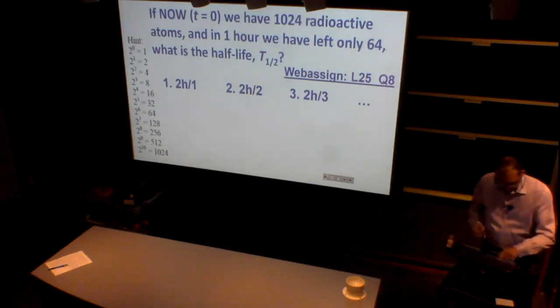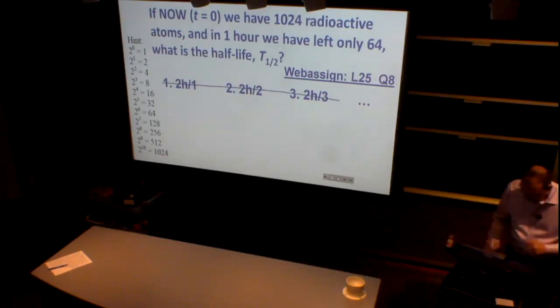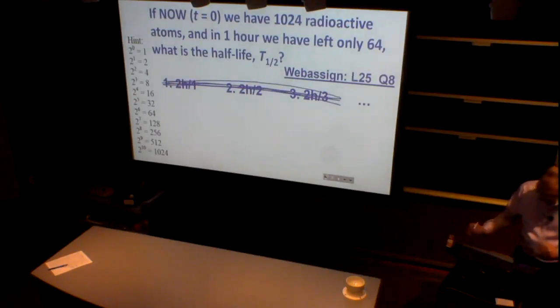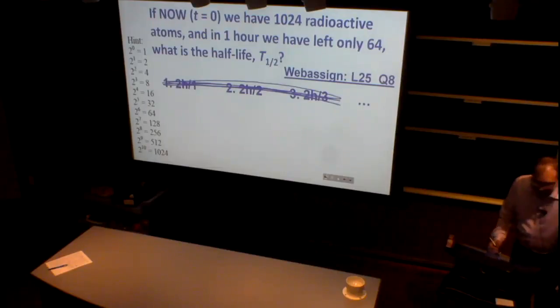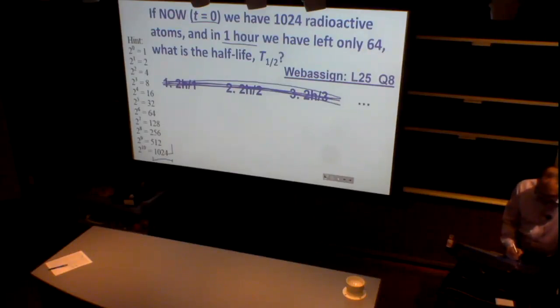Don't answer this question. Let's just do it because I'm running out of time. Again, now, what does it now mean? At t equals 0, we start from 1024 radioactive elements, and we again wait 1 hour. Took a nap, woke up, and we know that 64 of original number left.